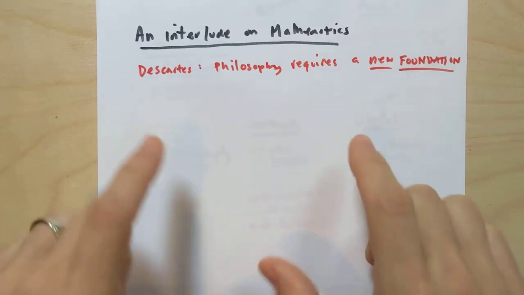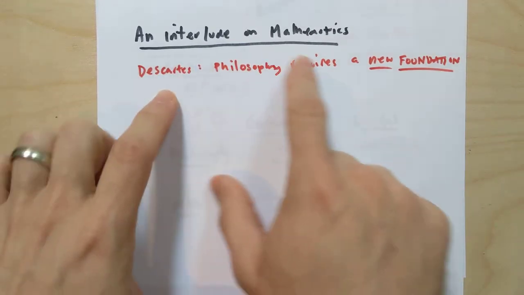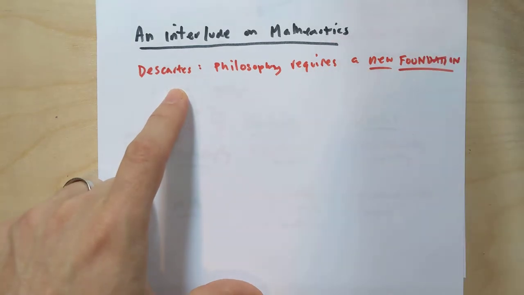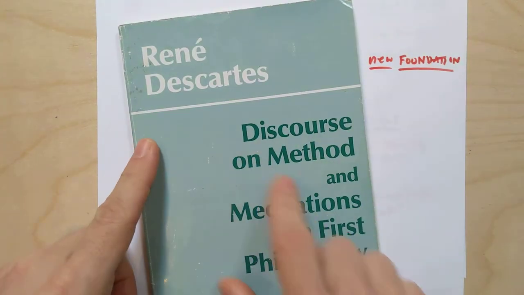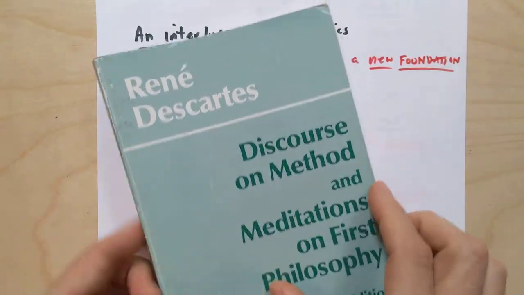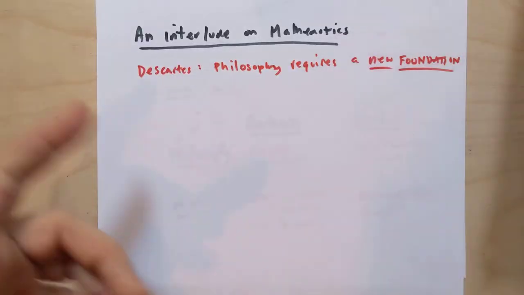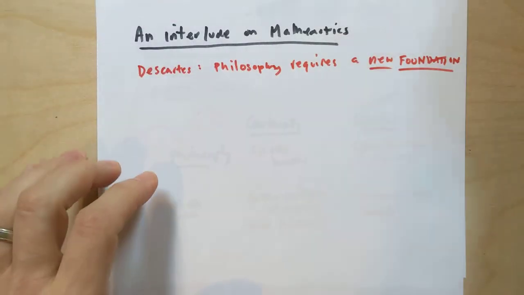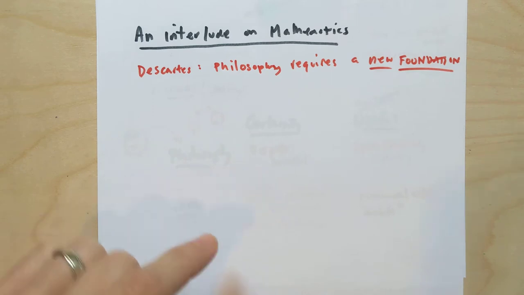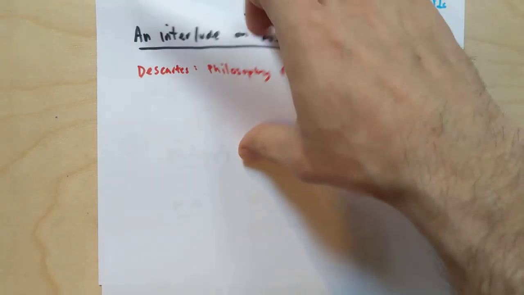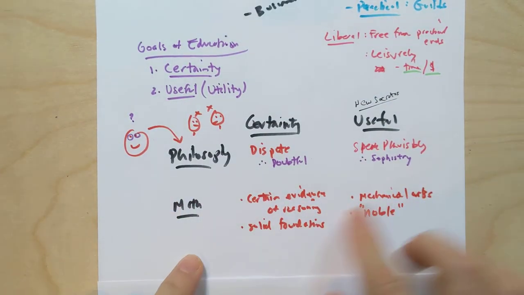Good day, philosophers. Here, we're going to have a video that's a kind of brief interlude into mathematics as we read and discuss Descartes' Discourse on Method. And very interestingly, René Descartes was both a mathematician and a philosopher. So understanding a little bit about math will really help us understand the way that he criticized philosophy and praised mathematics.